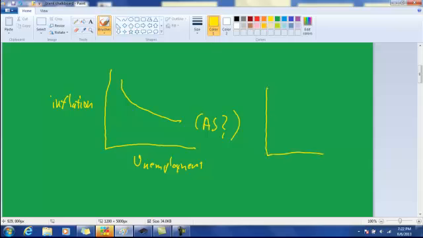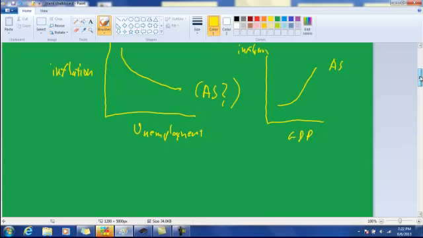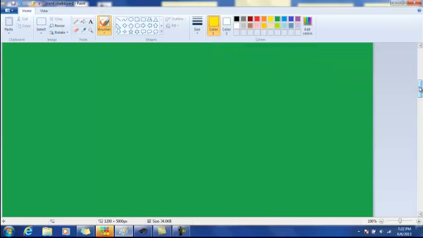If we put GDP on this axis and plotted a Phillips curve like this, if this is inflation, we could have an upward sloping aggregate supply curve with inflation and GDP. We could, but for some reason economists don't do that, and let me try to explain why they don't do that.